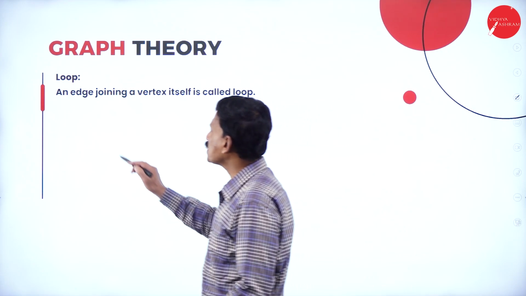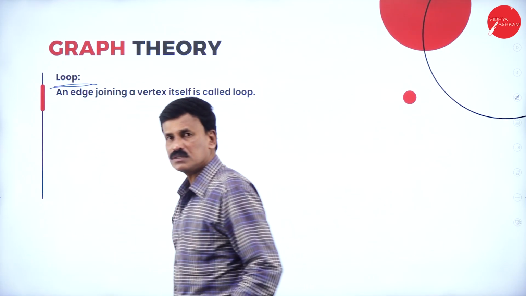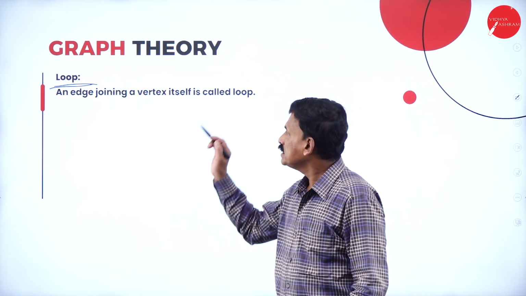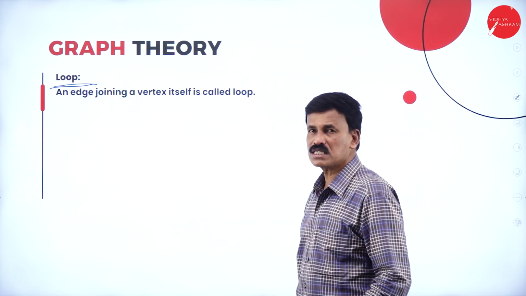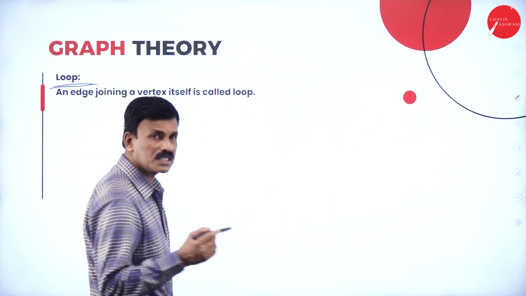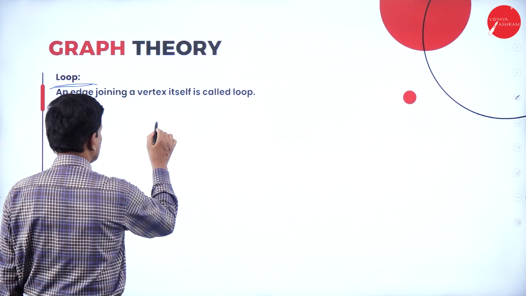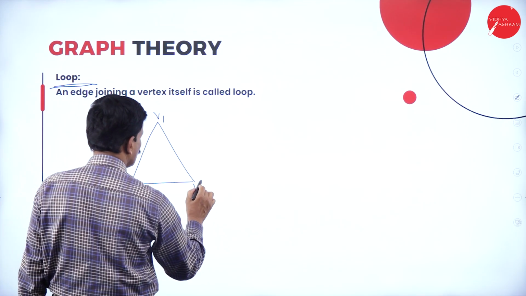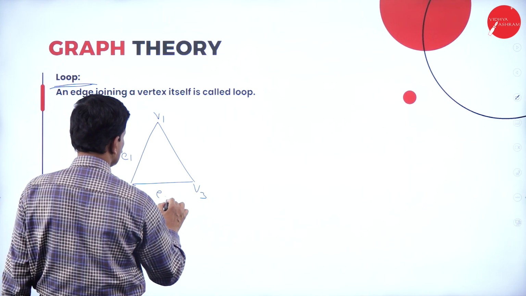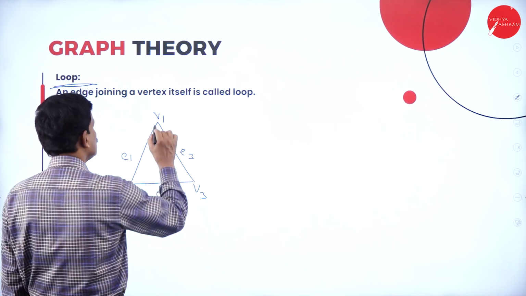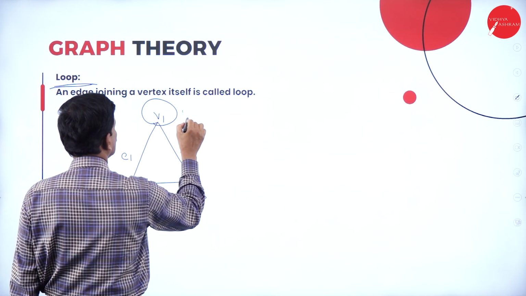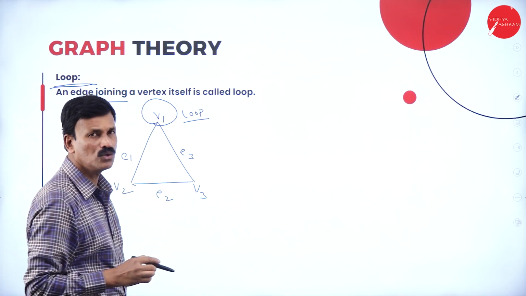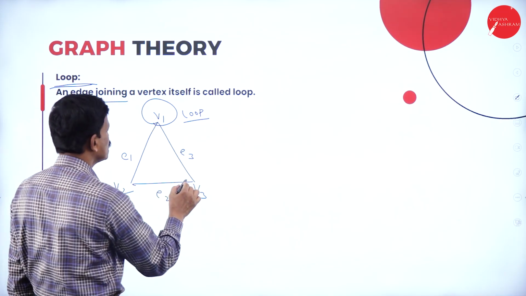Let us come to the first one, loop. What is a loop? This is very, very important. An edge joining a vertex to itself is called a loop. Let us draw a graph. This is V1, V2, V3. The edges are E1, E2 and E3. Now this is called a loop. That means an edge joining a vertex to itself is called a loop.